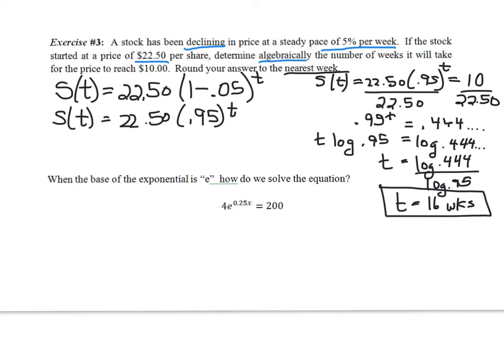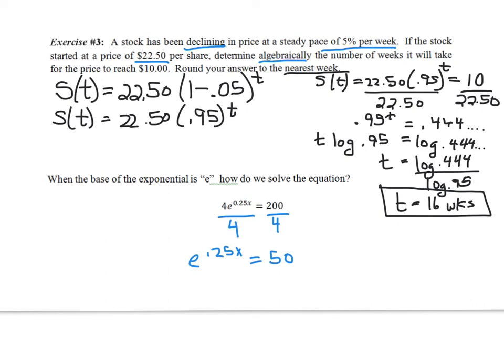Now for my last example, you're going to have to add this to the bottom of page 14 in your notes. So this time I've got an exponential function, and let's pretend that this happened to be an application problem, and we want to solve for our x. So the equation is 4e to the 0.25x equals 200. So again, I see that I'm going to have to get the e by itself. So let's divide both sides of the equation by 4. So I have e to the 0.25x equals 200 divided by 4 is 50.